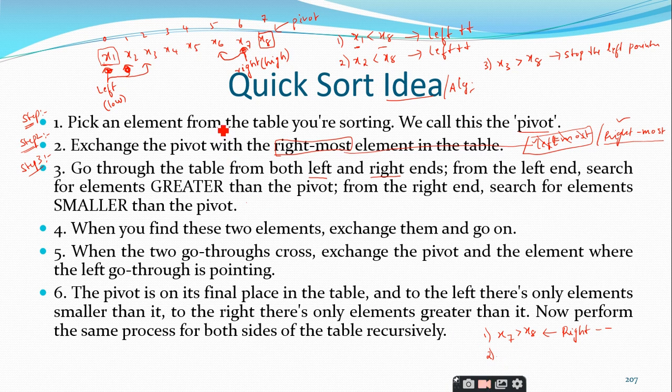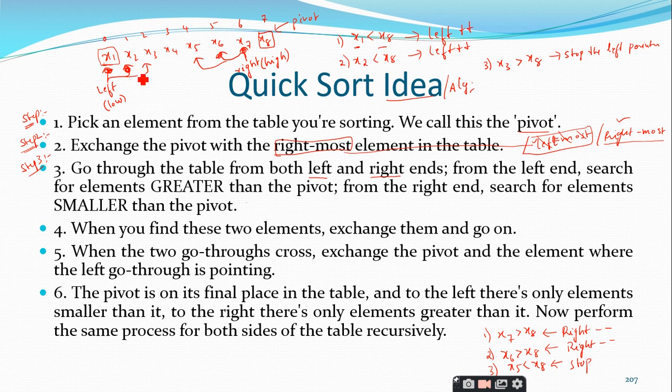Now, let us take the same scenario: x6 it is pointing to, x6 greater than x8. So, what do you have to do? You have to decrement the right pointer. Right is pointing to a higher element, nothing to do. You have to stop decrementing the right pointer whenever you find an element which is less than the pivot. So, in the third case, here you have decremented it from 6, it will come to 5. Assume that this is a case where x5 is less than x8, it is violating the condition. So, you have to stop decrementing.